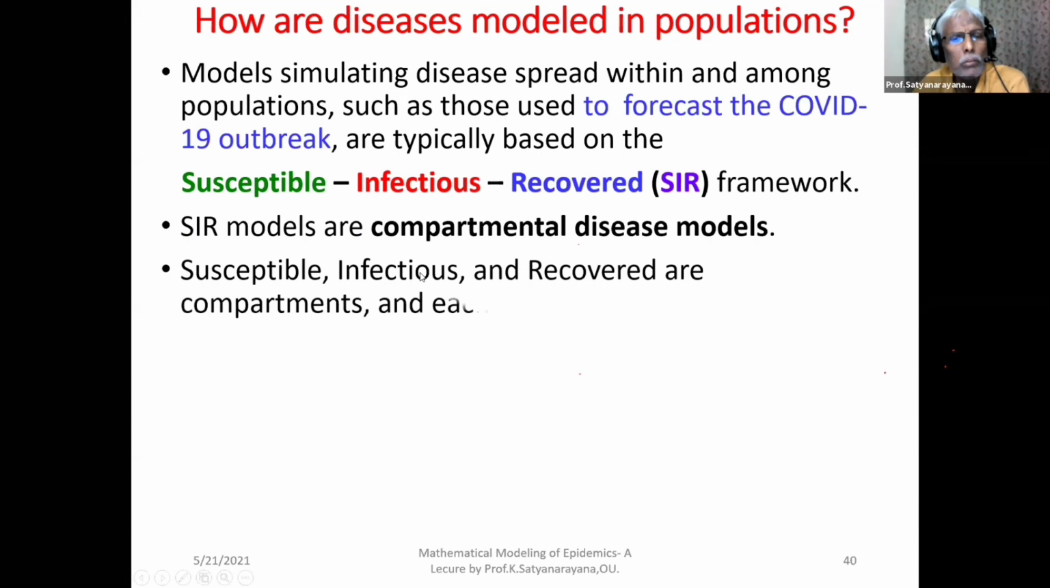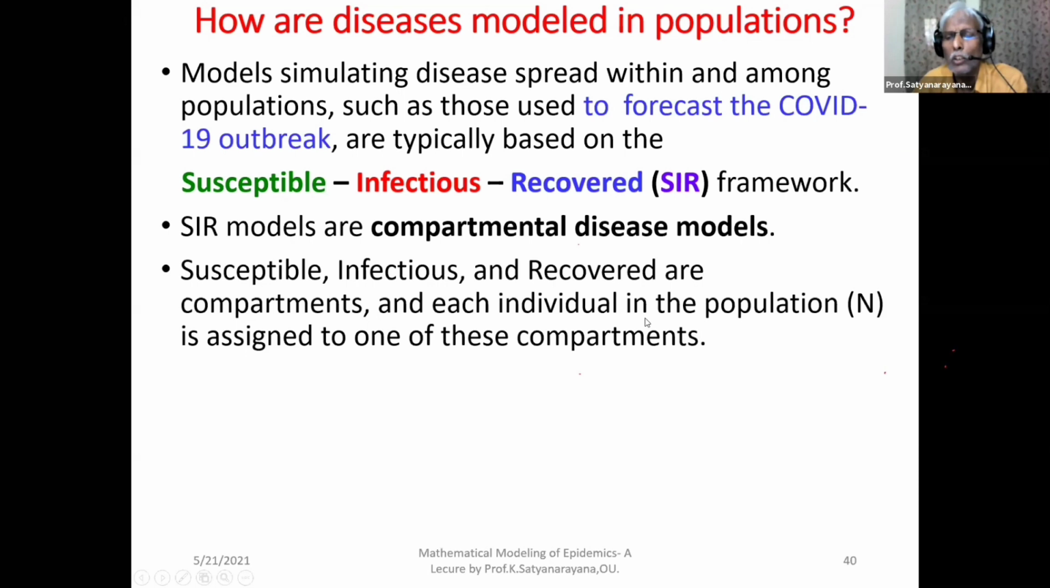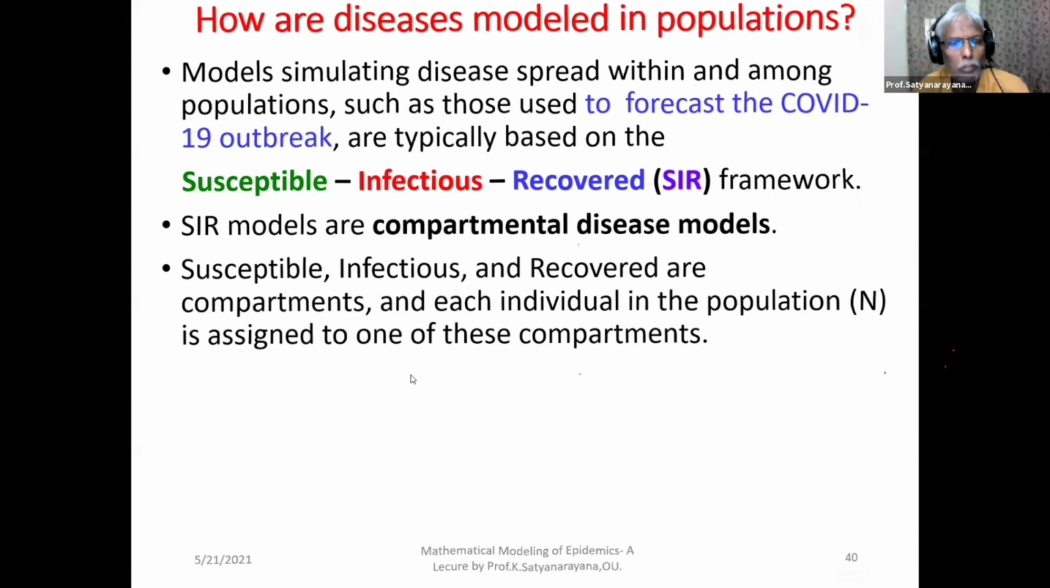Each individual in the total population, capital N, is assigned to one of the compartments. What is the total population? Capital N. But in computing, we take N as one only. Suppose your total population is 135 crores, then 1 will be 135 crores. 0.1 will be 1 by 10th of 135 crores, like that. So instead of N, people take it as 1.